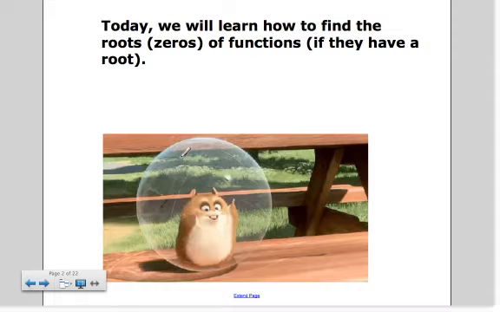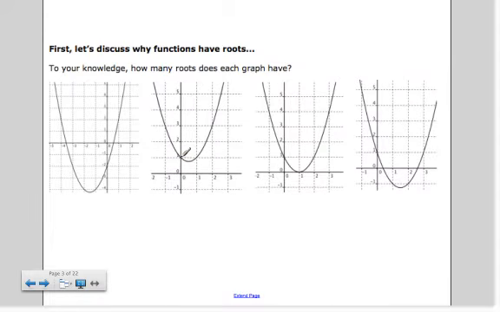Today we're going to learn how to find the roots or the zeros of functions if they have a root, because sometimes they don't. So first let's discuss why functions have roots. To your knowledge, how many roots does each of these graphs have? We've been talking about roots as places where the function equals 0, and that would be on the x-axis. So this one right here has two roots, one here and one here.